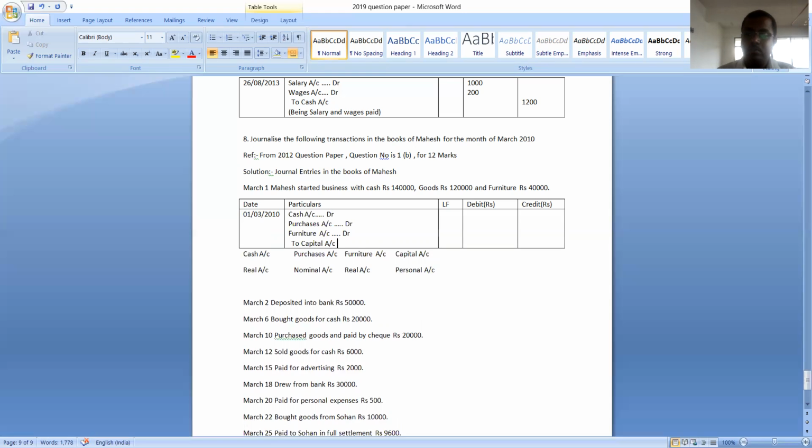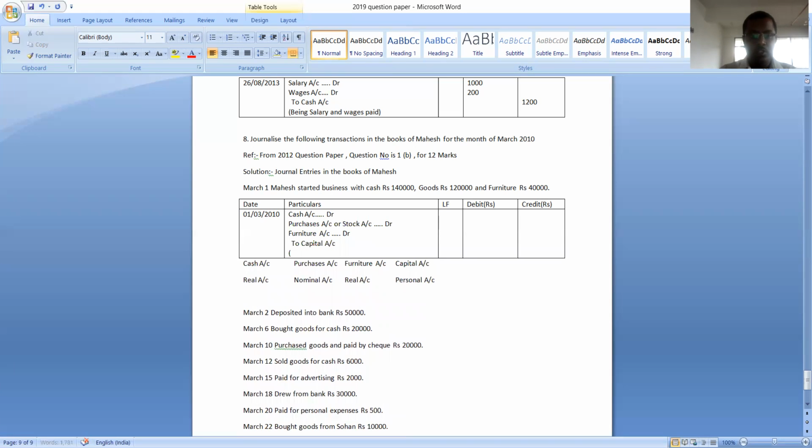Cash comes in, cash account debit. Purchases are expenses, purchases account debit. You can here write purchases account or stock account. Both are correct. Stock account. Both are correct. Okay. Purchase, cash account debit, stock account debit, furniture account debit to capital account.